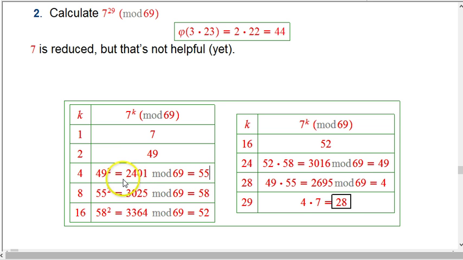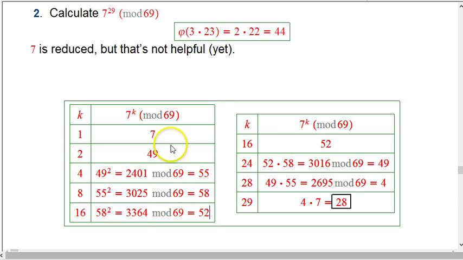Okay, so these are about the level of calculation that we really have to do if we're going to do this by hand, but using a calculator where appropriate for just the basic arithmetic. All right, so now square 55. That's going to be 3025. Mod 69, not too hard a calculation on a calculator, turns out to be 58. Okay, so now we're up to 7 to the 8th, because I've squared 7 1, 2, 3 times. One more, square 58, 3364, it turns out, mod 69 is 52.